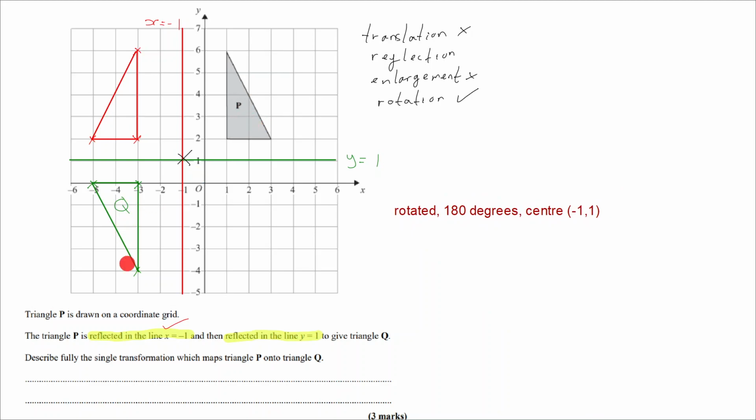So instead of doing both reflections, you can do just one transformation, which is a rotation of shape P 180 degrees about the point (-1, 1), so about this point here. It's hard to do on this computer, but you need to get tracing paper and show that visually, and that would give you what you wanted. So that can go down there in our answer box. Okay, good.